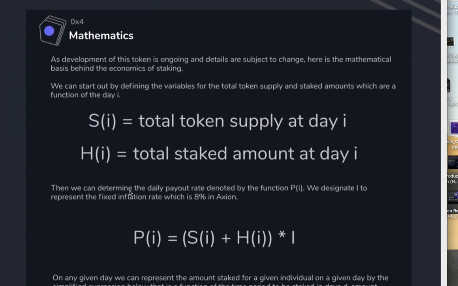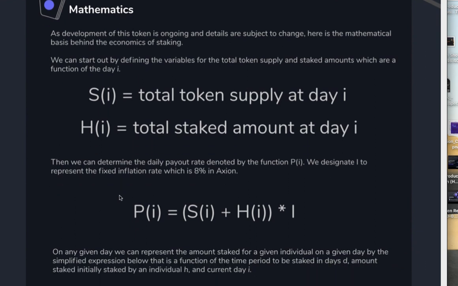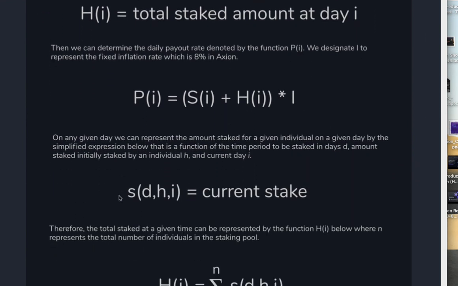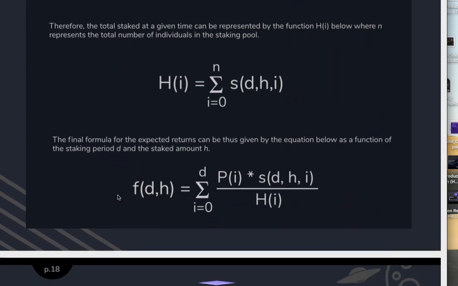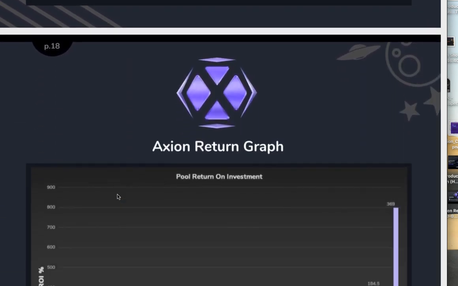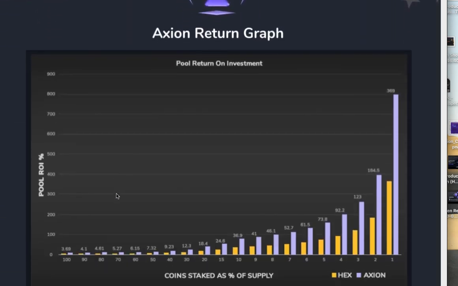And the mathematics. So we will skip this. This is more for technical. If you want to check through this, you can read through this technical mathematics. Let's get straight to the Axion return.